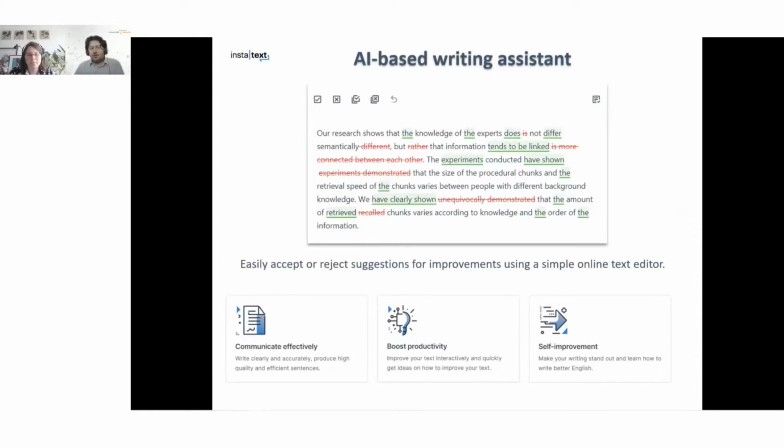So the tool really helps you to communicate effectively, to write clearly, concisely, to produce high quality, efficient, and effective sentences, effective in terms of being understood. Then it boosts productivity because we are now suddenly so much faster. If we spent maybe 20 minutes earlier without any help on a particular paragraph, not to mention the abstracts, then we can do here. I mean, sometimes it's a matter of seconds, sometimes it's 2 minutes, but it's so much faster.